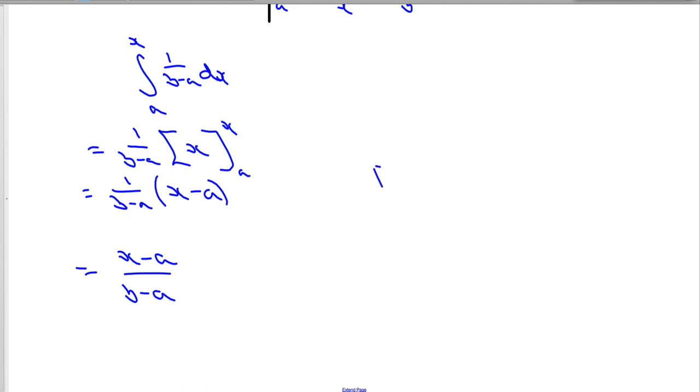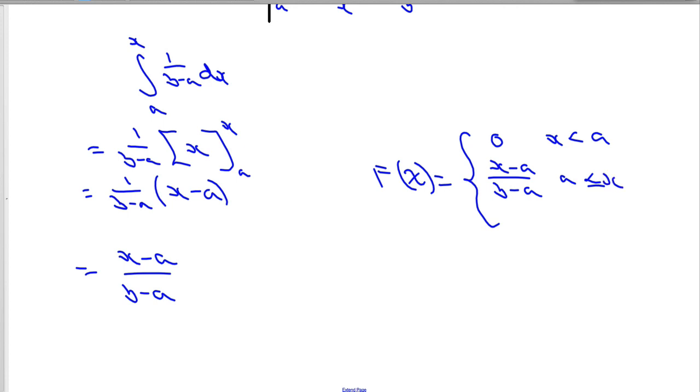So f of x is going to be 0 when x is less than a. It's going to be x minus a over b minus a when x is between a and b, and it's going to be 1 when x is greater than b.